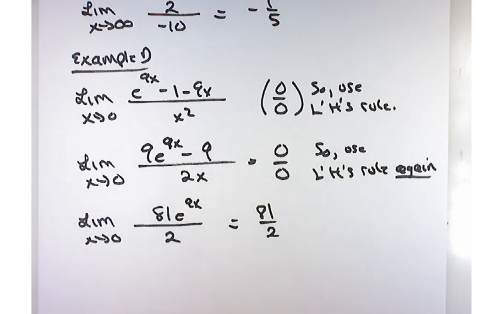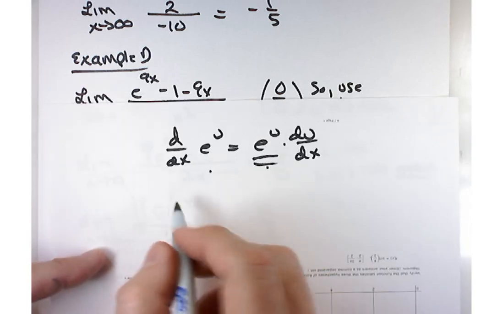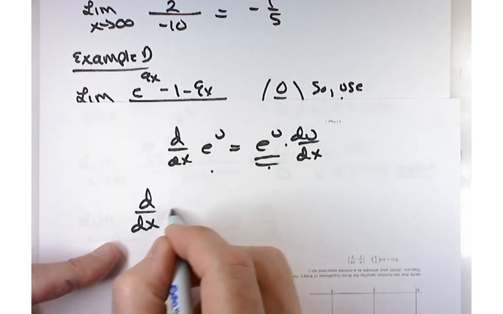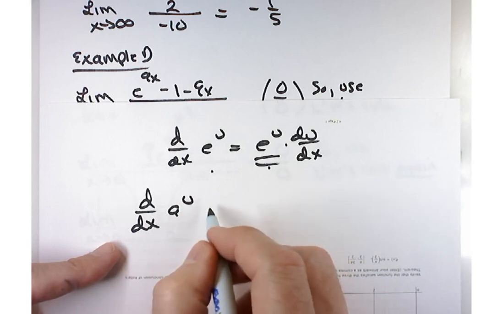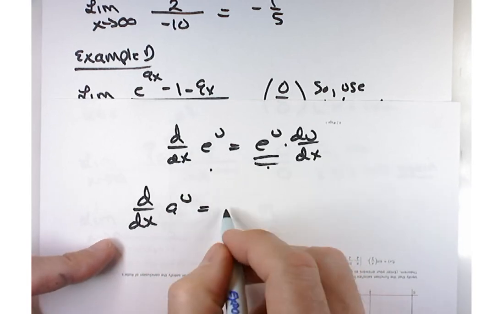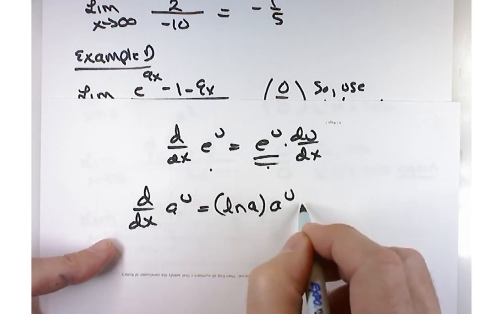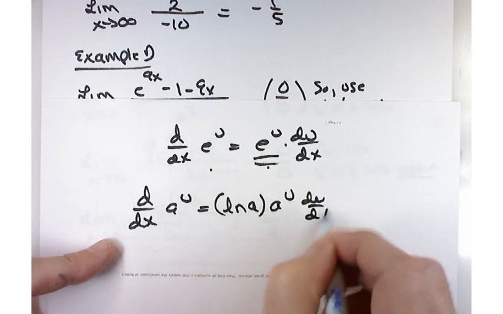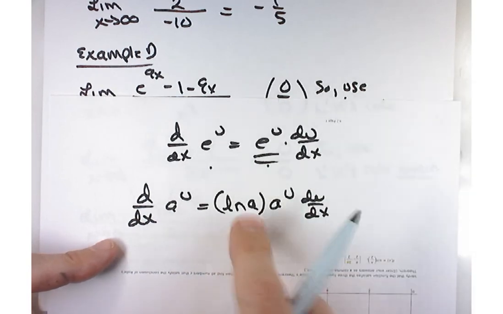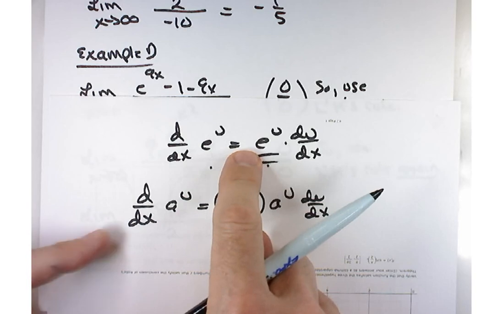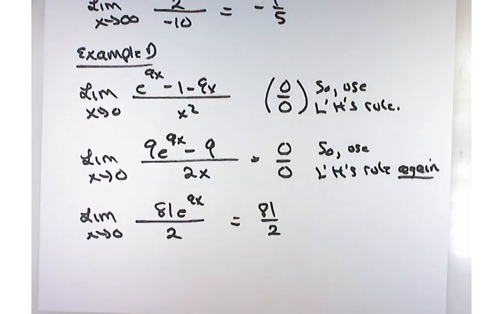e is really special in that regard, because if this is any other number, remember, in general, if I had a to the u and I was differentiating that, I would have the natural log of a times a to the u times du by dx. The reason e is so special is because the natural log of that base is 1. So e is really cool in that regard.